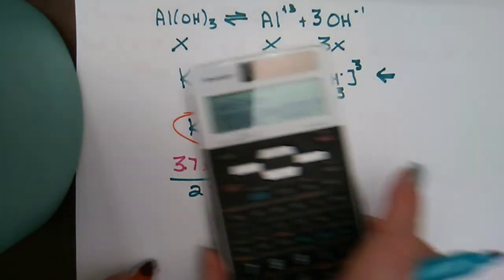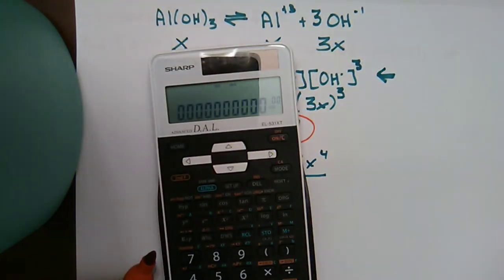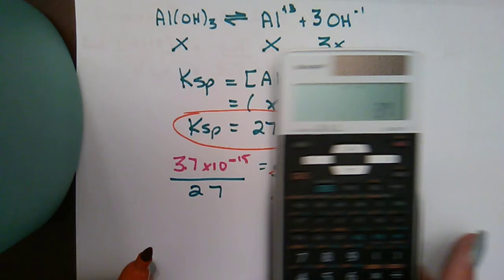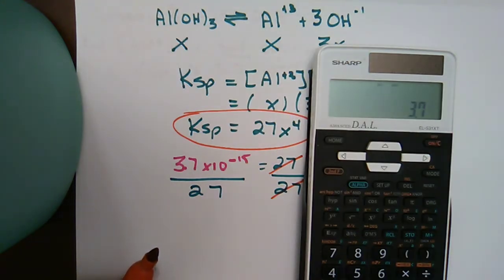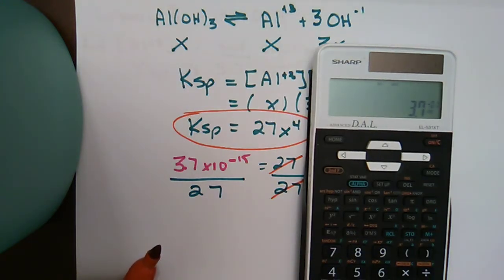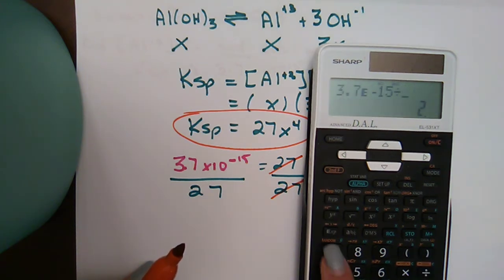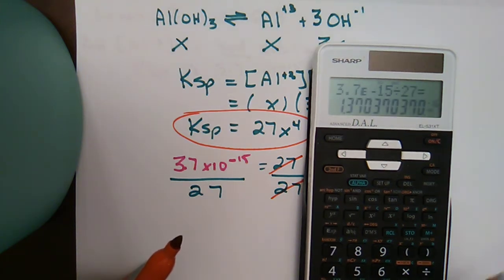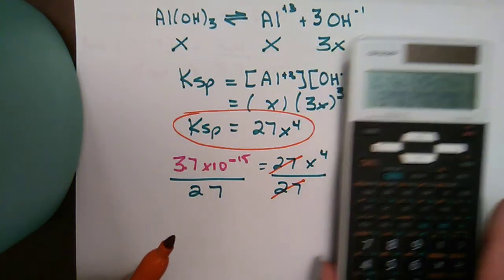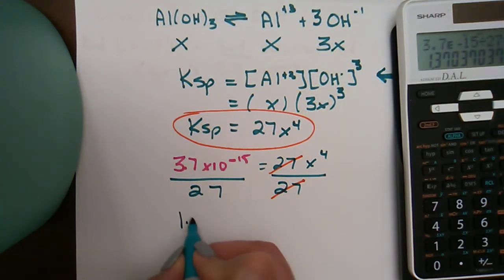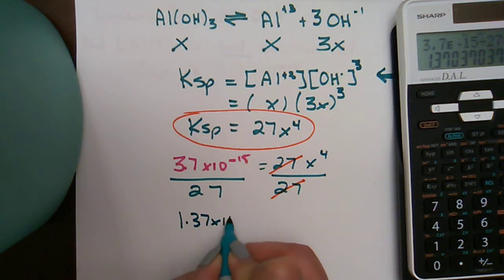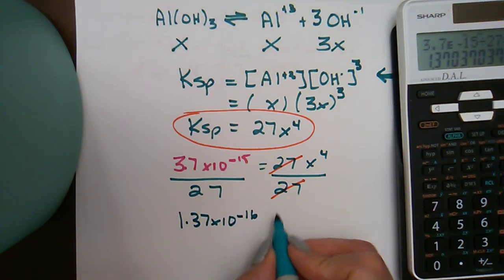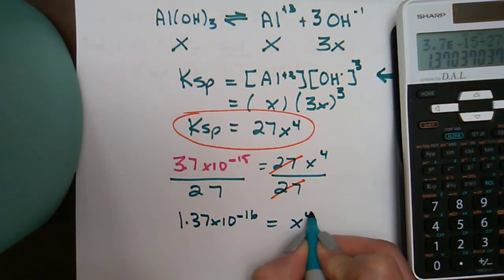So let's try that in our calculator. We have 3.7 times 10 to the minus 15, and I want to divide that amount by 27. At this point, I have 1.37 times 10 to the minus 16. This is equal to x to the fourth.